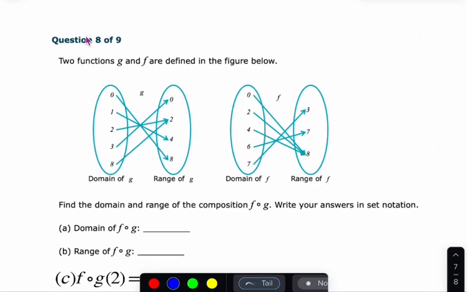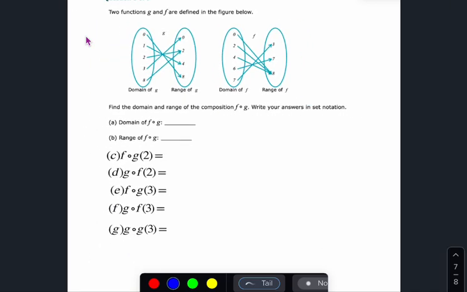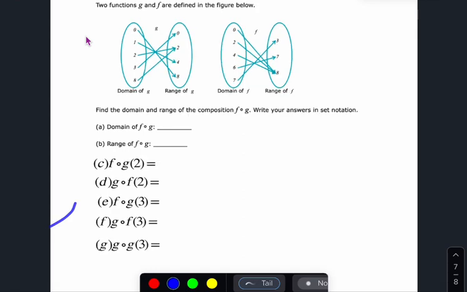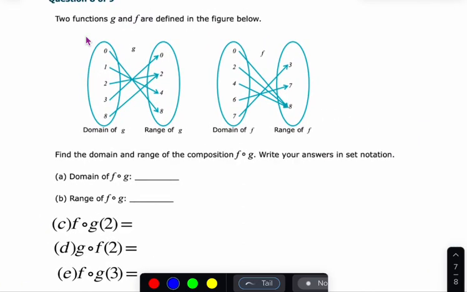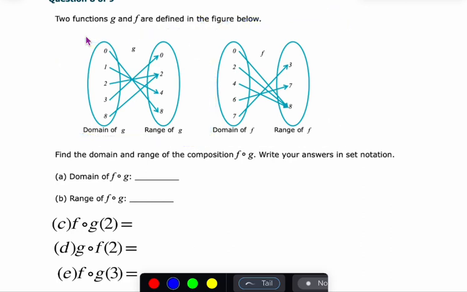Okay. Last thing before we do some homework together. I forgot about this one. Let's talk about this. It says, here, let's kind of, I'll scooch in and then I'll scooch out again. Okay, so it says we've got these two functions pictured below. This one is our G function. This one is our F function. It says find the domain and range of f of G.